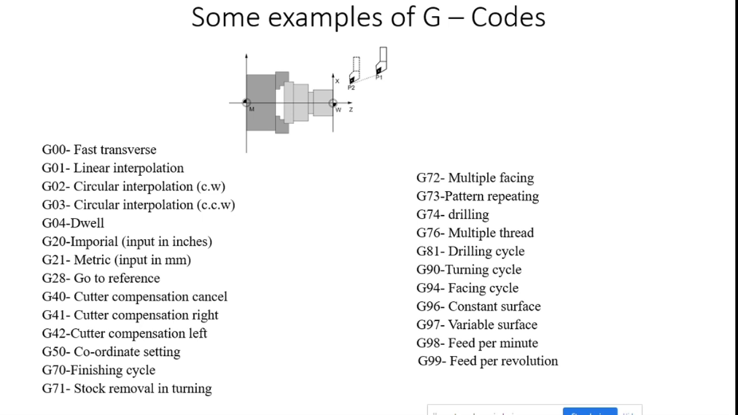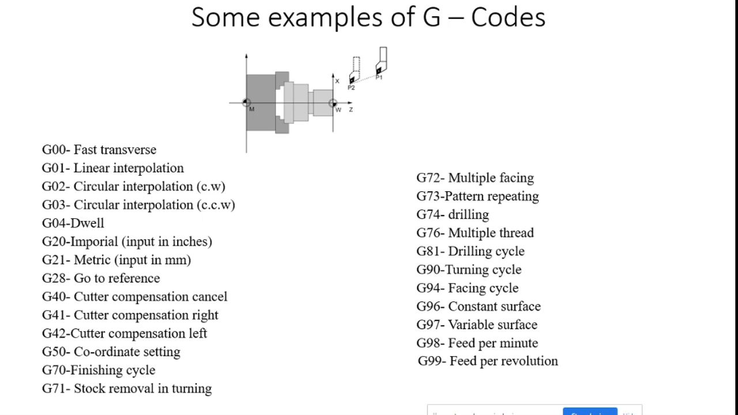Which coordinate I utilize, absolute coordinate or Cartesian coordinate or machine coordinate, which coordinate I utilize for the machining operation, I can represent with this code, which is called G50. After that, G70, the finishing cycle. After completing the machining operation, the stock should be removed from the work holding. For that I can utilize G71, which is stock removal in turning.